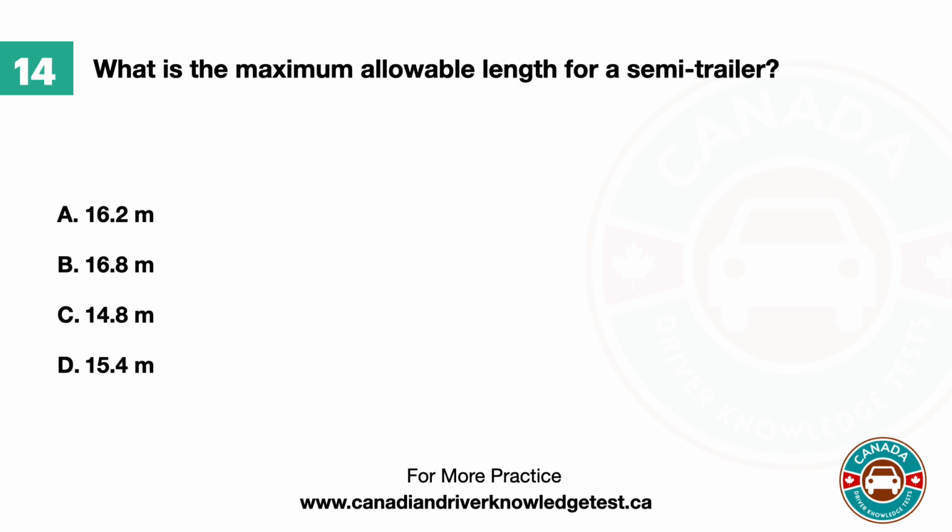Question 14. What is the maximum allowable length for a semi-trailer? A. 16.2 m. B. 16.8 m. C. 14.8 m. D. 15.4 m. The answer is A. 16.2 m.